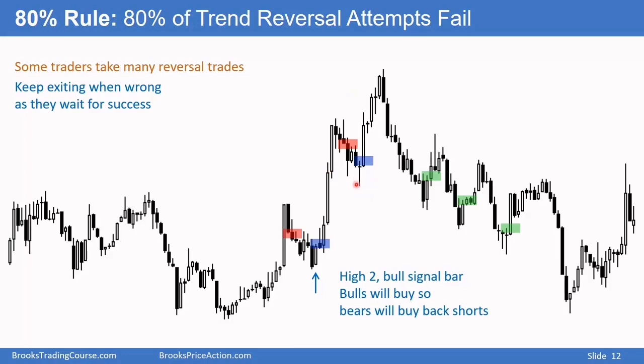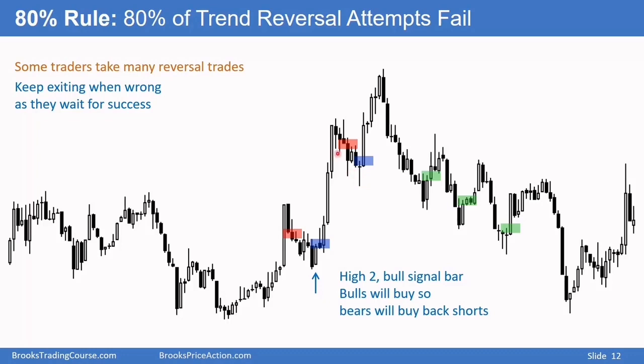This is a high 3. The bears who shorted here, if they did not scalp out, they'll get out above either this high 2 or this high 3. This is a surprise bear bar, probably at least a small second leg down. They got it. Some bears would hold short, even though a high 2 triggered here, because this bear bar is so big, probably at least a little bit more down.